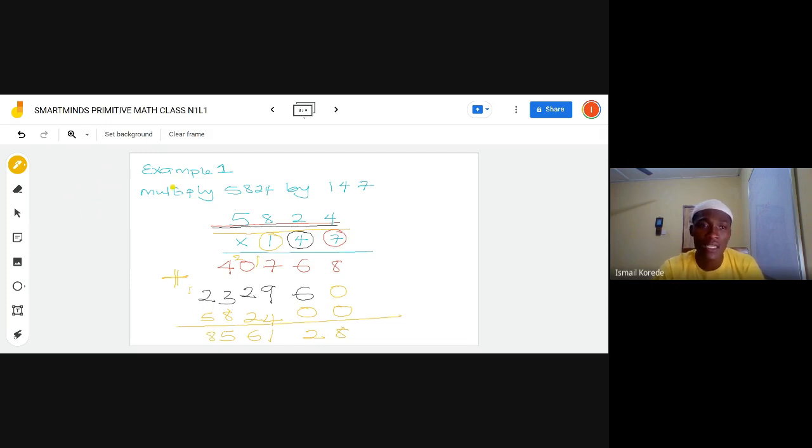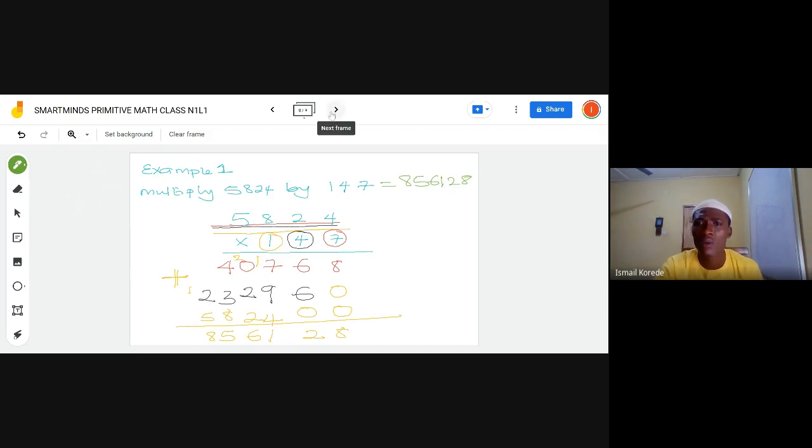So when we multiply these two numbers together, we have our answer to be 856,128. But by convention, we can actually do it in this form, so it's very simple.